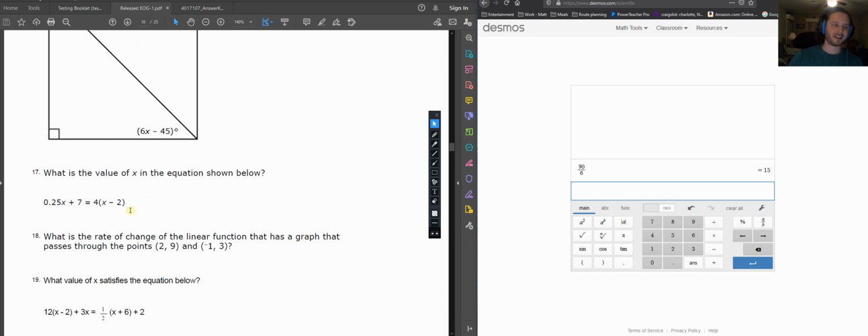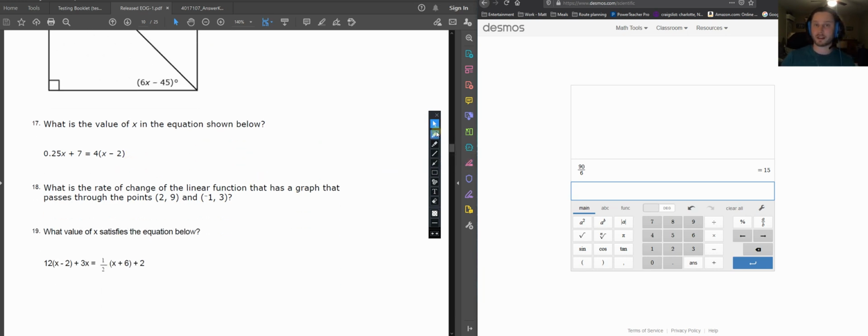For number 17, this one, they don't really give you a choice. They set two equations equal to each other and ask for you to solve them. So for this problem, we're going to have to start with some distributive property. We need to get rid of our parentheses here. And I'm going to rewrite this over here just because I have more space. We have 0.25x, almost forgot the x, plus 7 is equal to 4x minus 2.